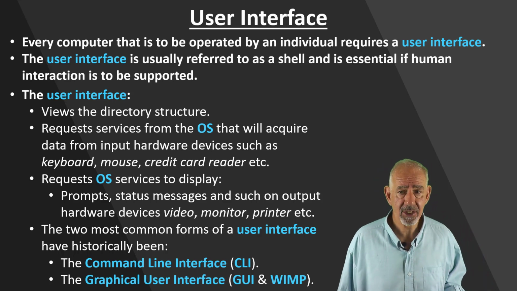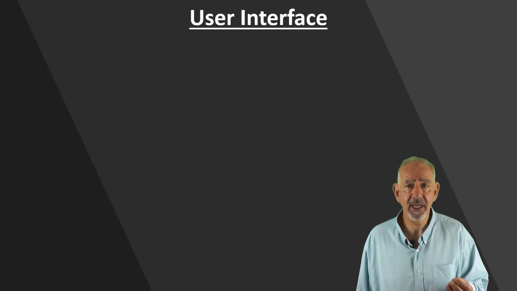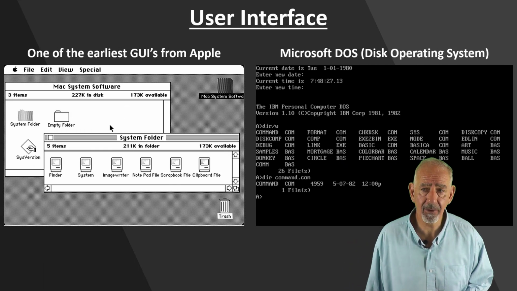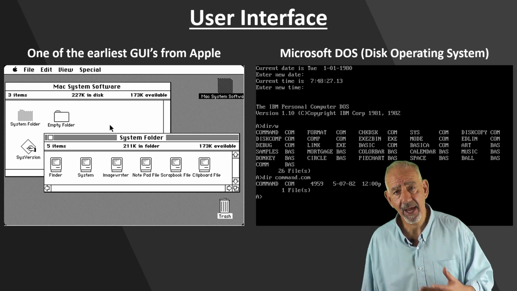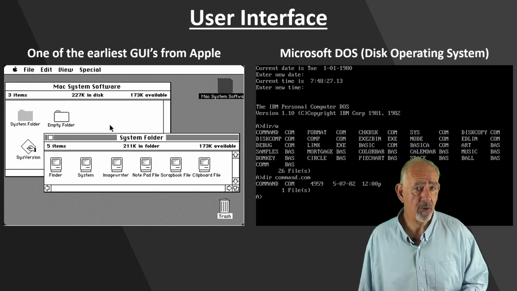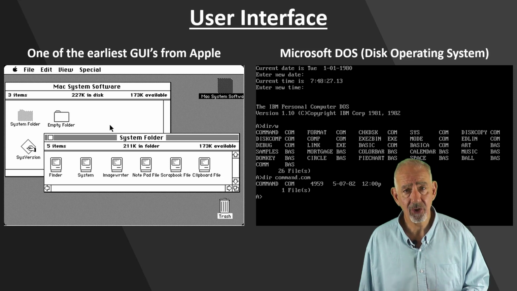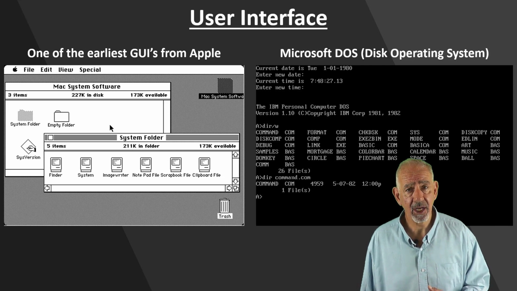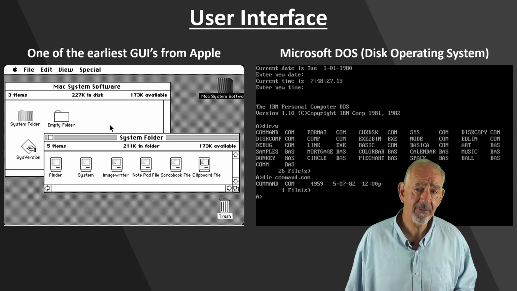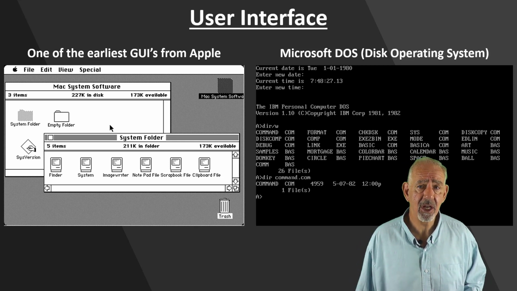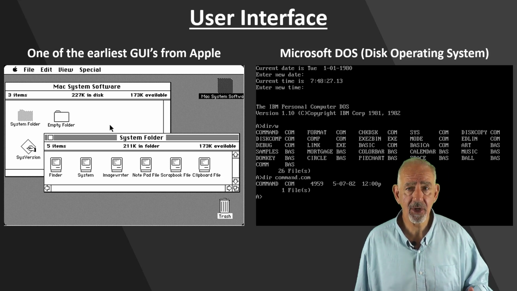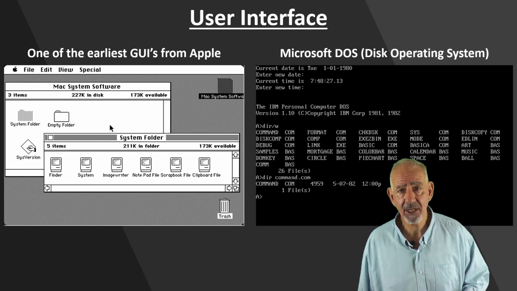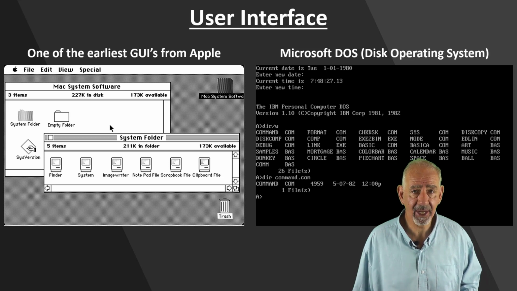So in the old days, we had command line interfaces, and you can see an example of a command line interface such as Microsoft DOS, and you can still work on that command line. Now with Unix, people very much use a command line rather than a graphical user interface. And we also see a graphical user interface, one of the earliest from Apple, that was on the Mac, that gave us these pictures of files and a file system, and we had a mouse and a pointer that we could go around and click.